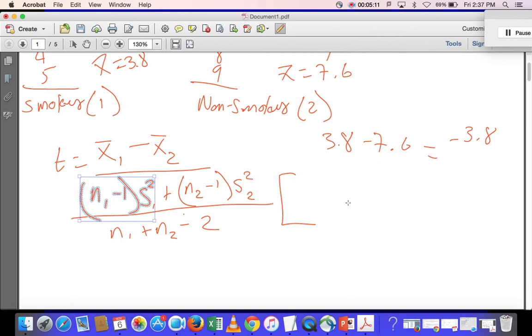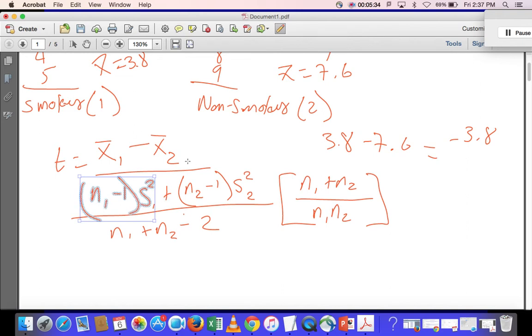And we're going to multiply all of that times the sample size of group 1 plus the sample size of group 2, divided by the sample size of group 1 times the sample size of group 2. So here we're going to add them, and here we're going to multiply them. So we already know a lot of the information that's here in my equation.